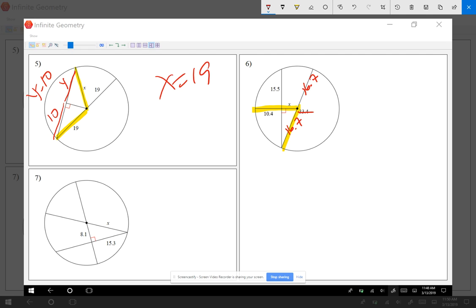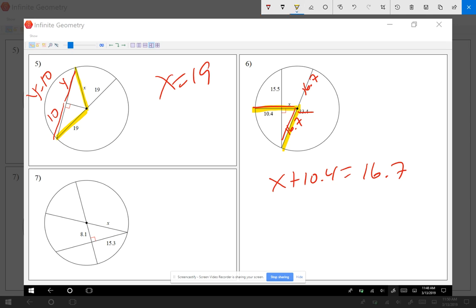Now here, I'm going to think of the idea one radius equals another radius. So x plus 10.4 is equal to 16.7. Right? One radius equals the other radius.